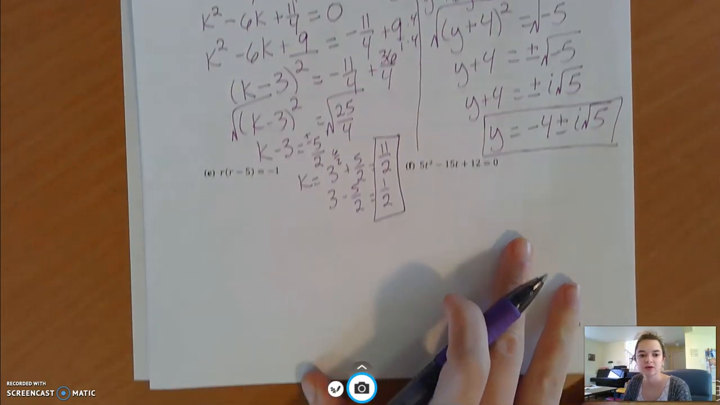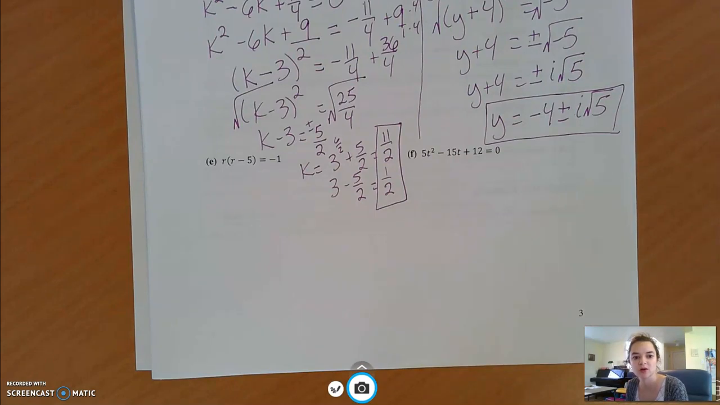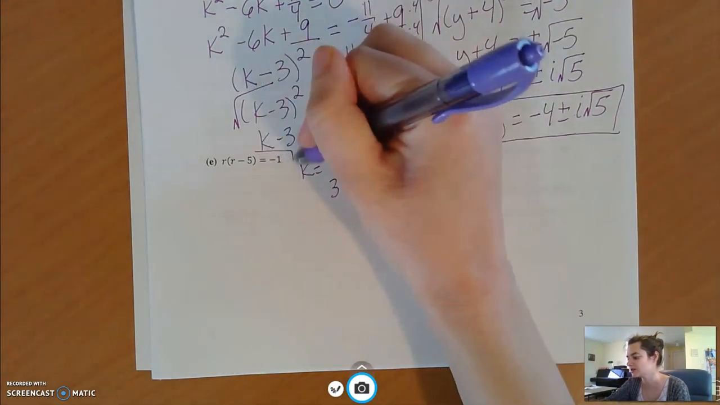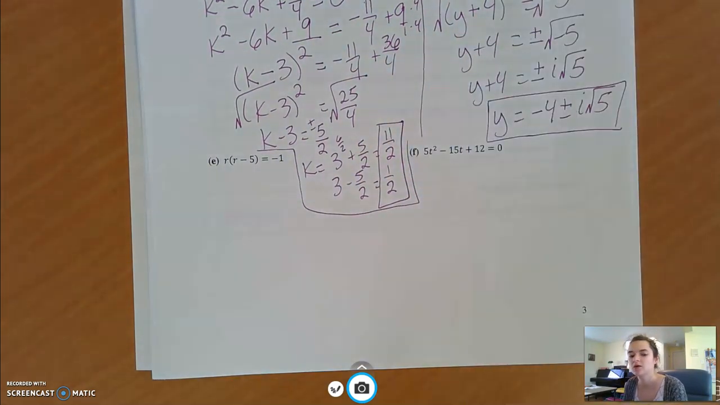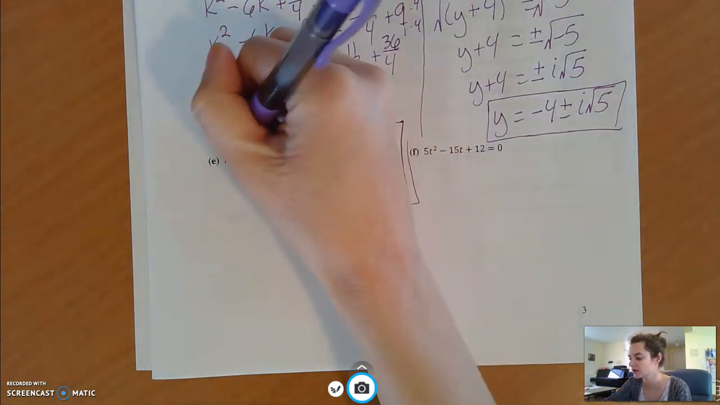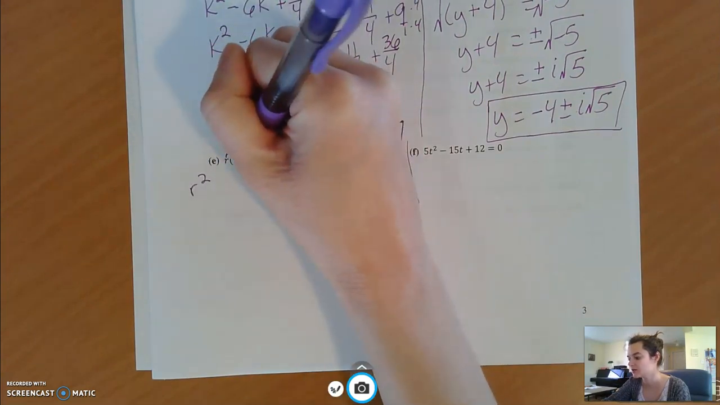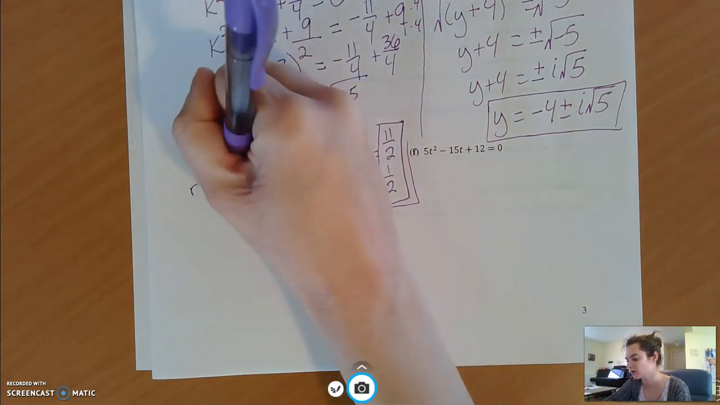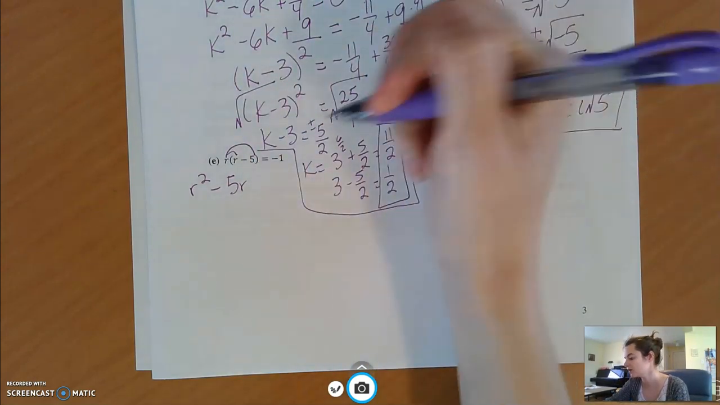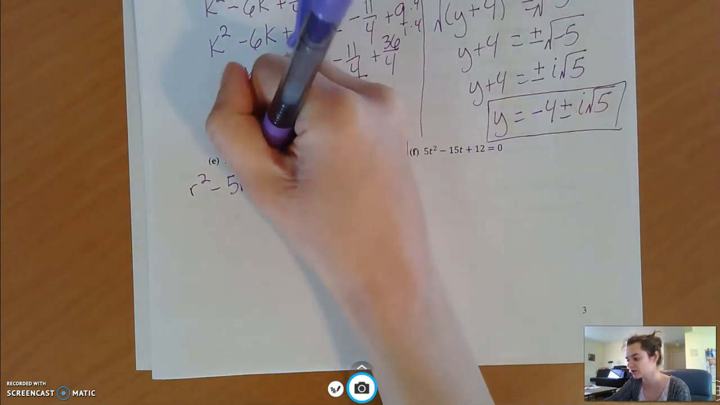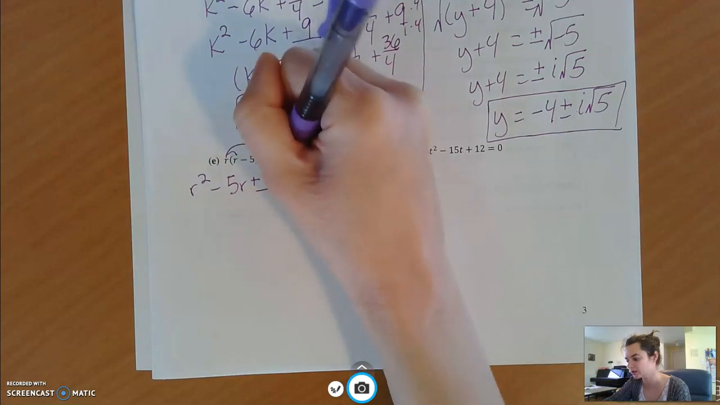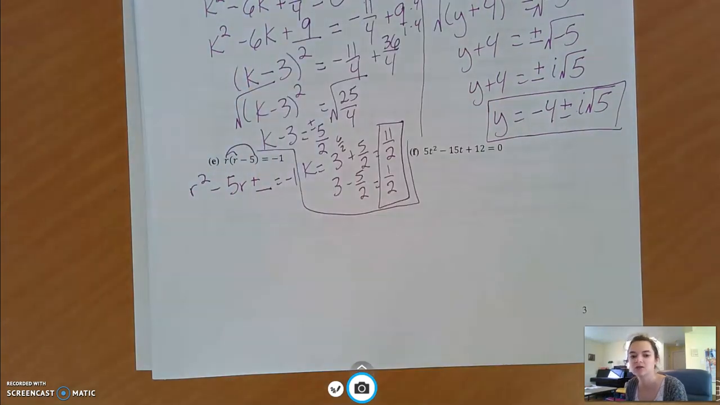The next one we have in part E is r times r minus 5 equals negative 1. This one you'll notice it's not really in the same format as all the other ones. It's not in that standard form. We need to multiply it out first to see what we have. Okay, so r times r would be r squared, and r times minus 5 would be minus 5r. Okay, from here, let's go ahead and set it up for completing the square. I'll go ahead and do a plus blank, and equals negative 1.